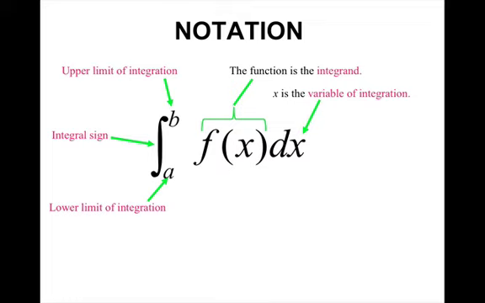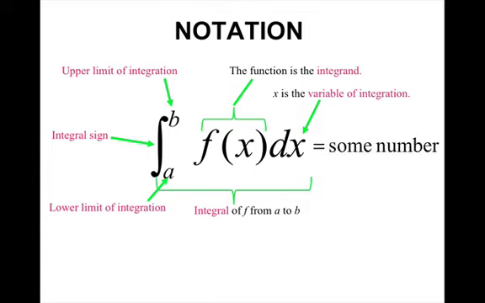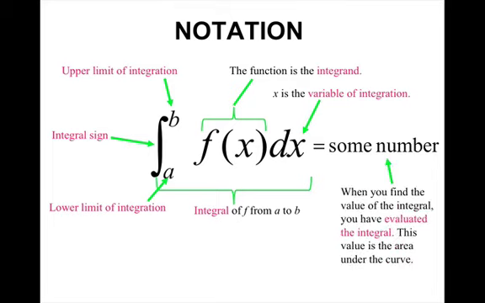It's also kind of considered like your change of x, because your change of x gets really, really small as you're going to an infinite number of rectangles. This whole thing is called the integral of f from a to b. And this equals some number. When you find the value of the integral, you have evaluated the integral, and this value is the area under the curve.